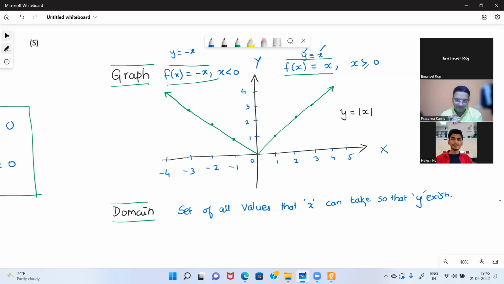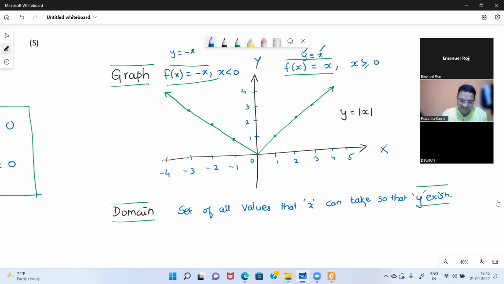No value, 0? No, 0 means y will also be 0, which is still a real number. Since it's a real number, it exists. Rather than saying vanish, I should say y should exist. Yes, sir. Exists means 0 is also a number. So that's fine. Any value you put for x, you will get a valid real number. Do you agree?